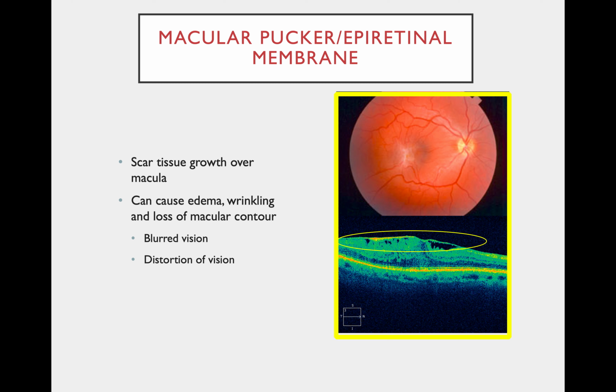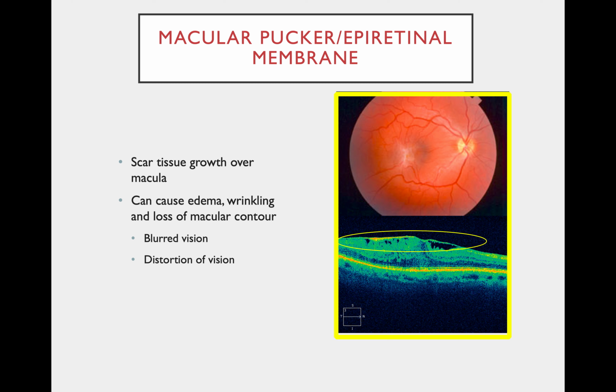Macular pucker or epiretinal membrane is a very common condition. We see this quite frequently. Scar tissue develops over the macula, and it causes wrinkling, traction, which then causes edema and loss of the macular contour, which leads to blurred vision and distortion of vision.